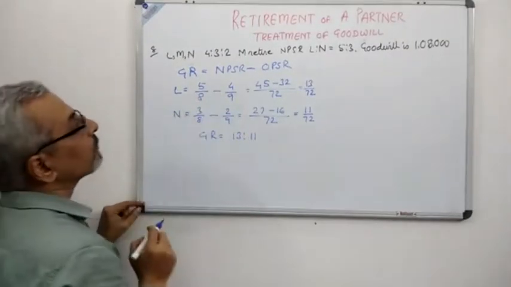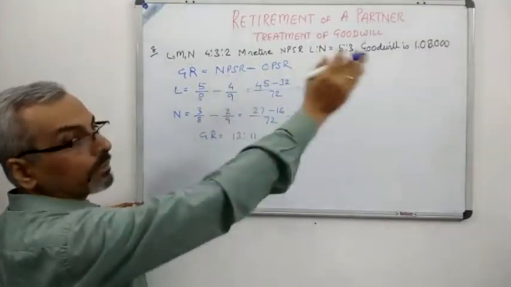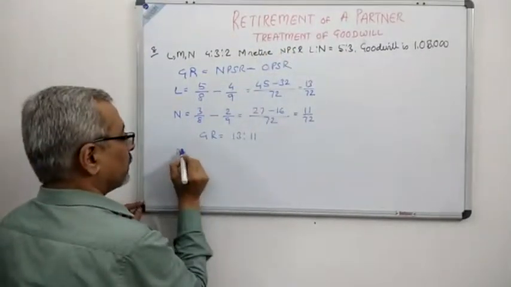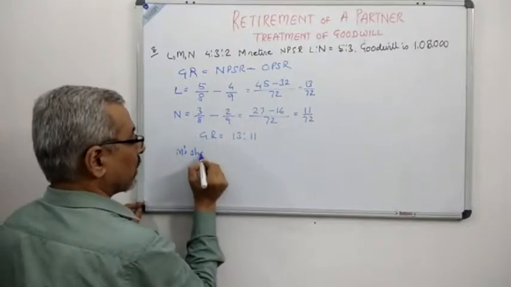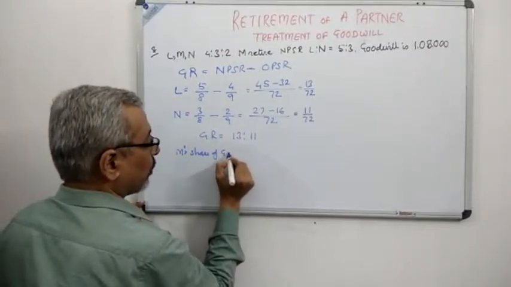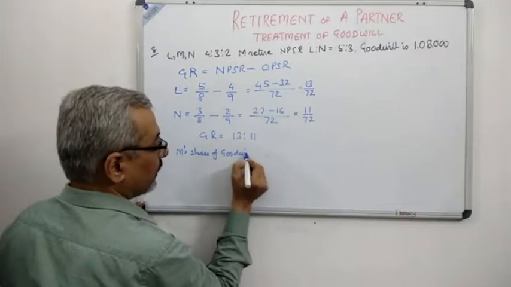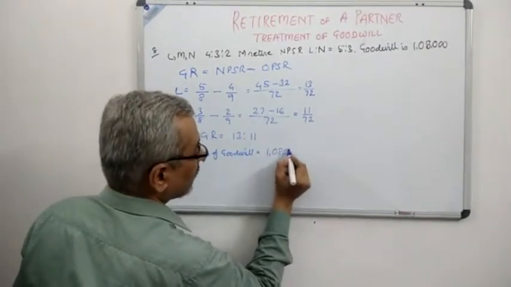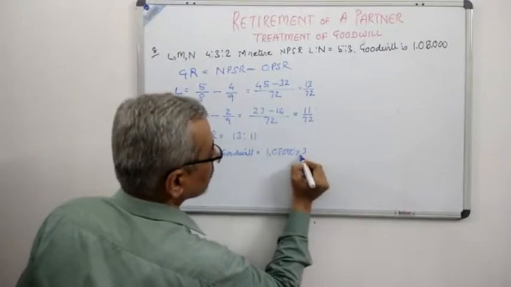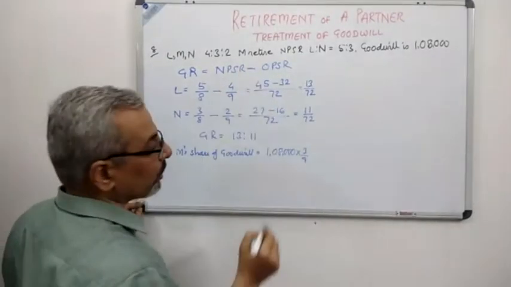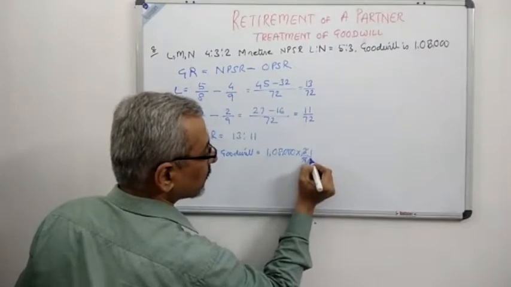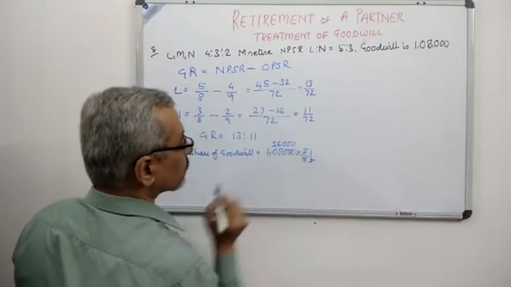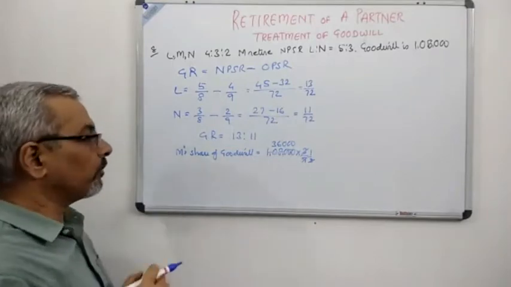Now the next step we have to find out the goodwill of the retiring partner. Over here the retiring partner is M. So we are finding M's share of goodwill. Please see very carefully. 1,08,000 into 3/9. That is the share. Or in simple words, 1/3. If you cancel this, you are getting 36,000. So 36,000 is the goodwill of M.